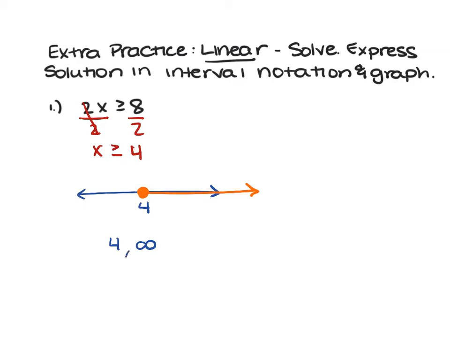Now you want to look at your circle. If you have a closed circle on the number 4, we put a bracket on that number. The infinity or the negative infinity always gets parentheses because we don't exactly know where that infinity stops. It goes on forever. A bracket means that it includes that number. The parentheses means that it's not including that number. So anytime you have a greater than or less than symbol, it just gets a parentheses on that number. If it's equal to, that's when it gets the bracket, just like a closed circle or an open circle.